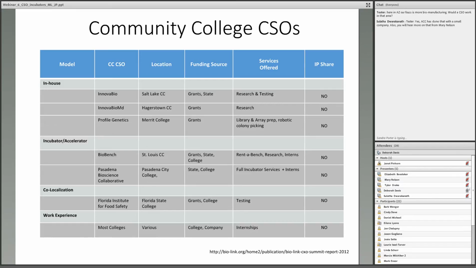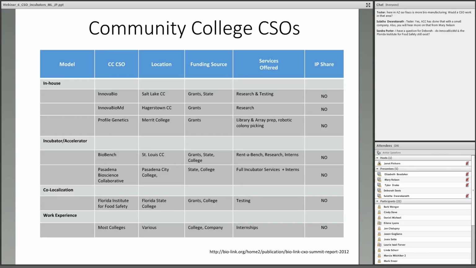The incubator models, BioBench is probably the best example of that. They are located in an incubator. They offer lab space and resources to early stage startup companies. And again, I'm not going to talk a lot about that because Betsy's going to tell us all about BioBench in St. Louis. And then Tyler's going to talk to you about probably the best example in the country of an incubator, and that's at Austin Community College. And I don't want to spoil the surprise because Tyler's got a lot of good stuff that he's going to talk about.